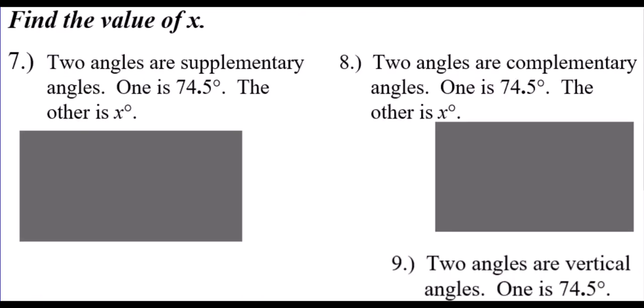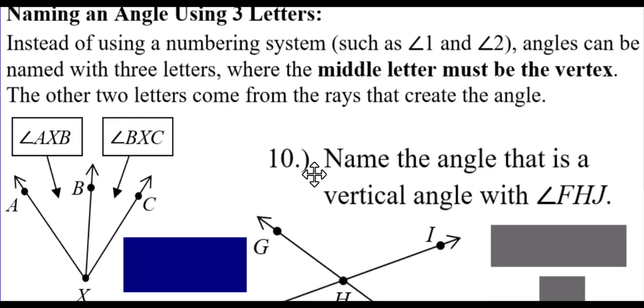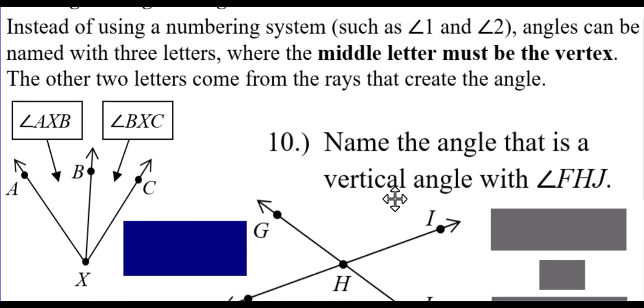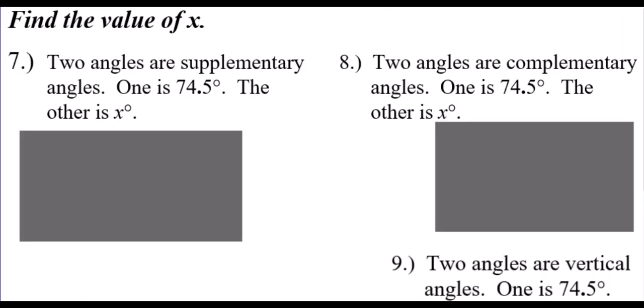All right, time for some more problems. 7, 8, and 9. This time there's no pictures, it just mentions vocabulary. I want you to try them on your own. And there's also a little section at the bottom on naming an angle with 3 letters. You can go ahead and read that to yourself and then try number 10 on your own. So I want you to try 7, 8, and 9 and also number 10 all on your own. Hit pause on the video now, do those 4 problems, then hit play when you're ready to see how you did.